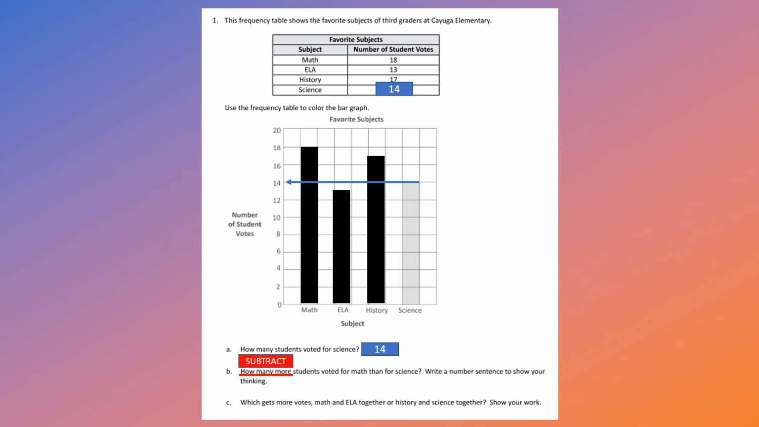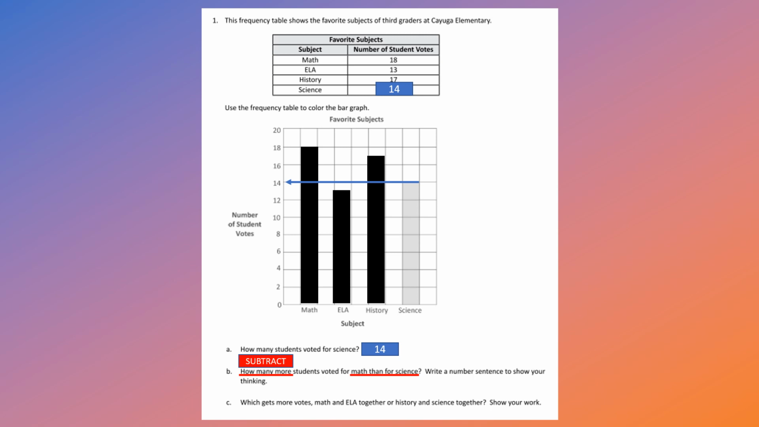And I'm going to write the word subtract there. And you should too. You need to underline how many more and write the word subtract above how many more. Because anytime you see that, you know that you're subtracting. But what am I subtracting? Well, I'll keep reading. How many more students voted for math than for science?